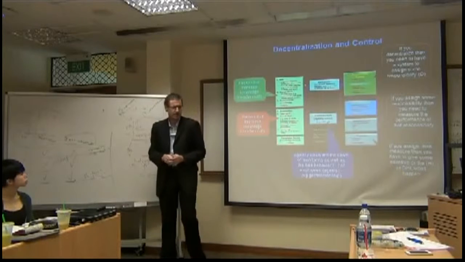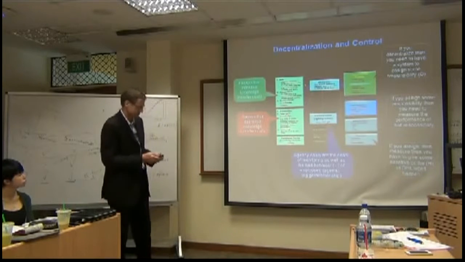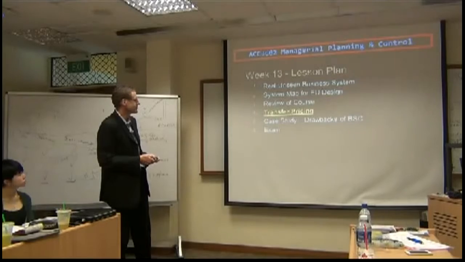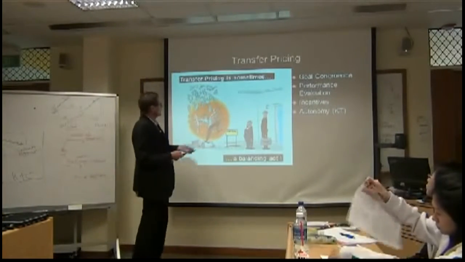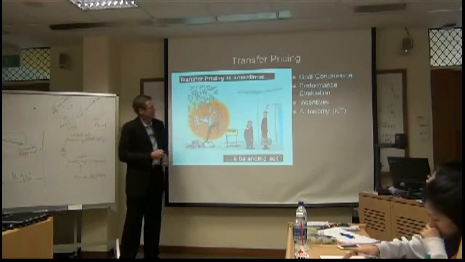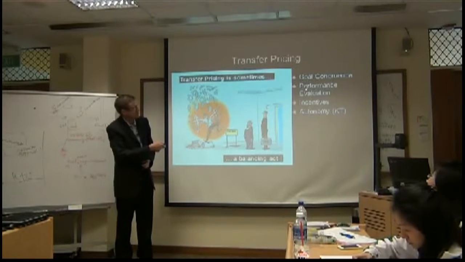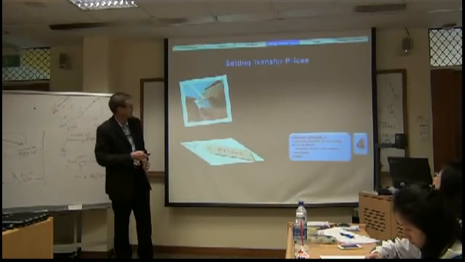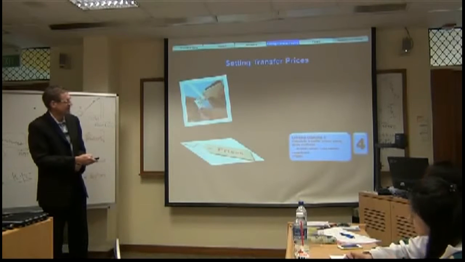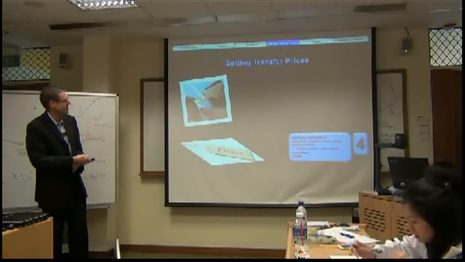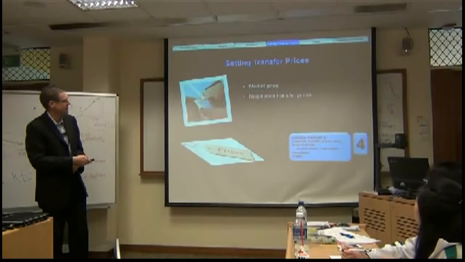That's the type of things I want you to be thinking about. Let's go on. Transfer pricing. Here are our 4 objectives: goal congruence, performance evaluation, incentives, and autonomy. We can spend a little bit more time on this on Thursday, but let's have a look at how much you do know.